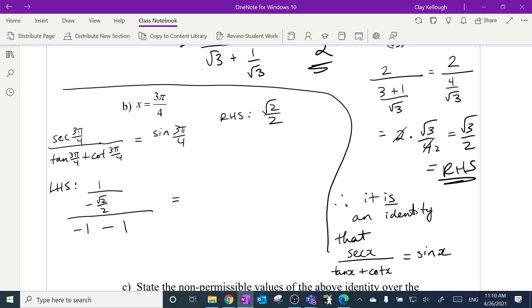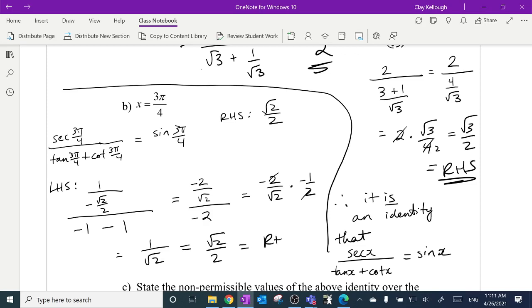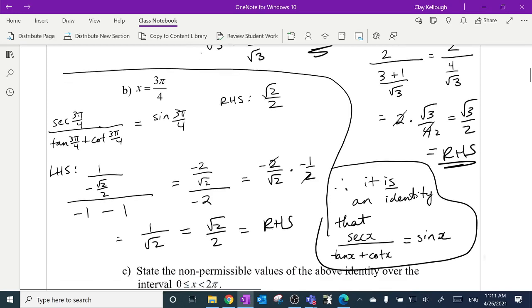And how do you divide when you're in fractions? You multiply by the reciprocal. The negatives cancel, and the 2's cancel, and I get 1 over root 2, which happens to also equal root 2 over 2, which is the right-hand side. And again, same conclusion. This is an identity. It worked for 2 different examples now.